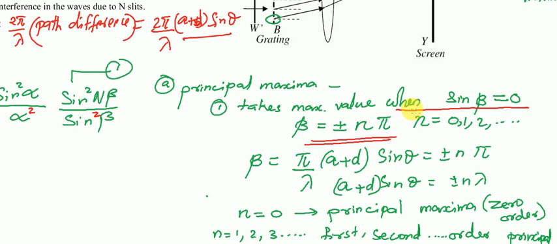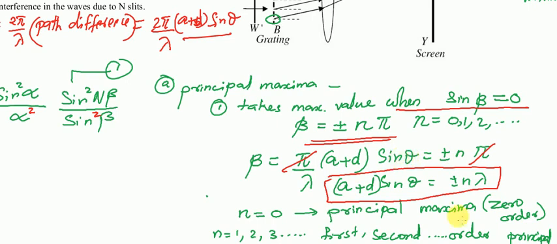So, substitute the value of beta. What is the value of beta? 2 beta is 2 pi by lambda times (a plus d) sin theta. So beta is pi by lambda times (a plus d) sin theta. There was a 2 here, so we cancel that. That must be equal to plus or minus n pi. So pi cancels from both sides, and remains (a plus d) sin theta equal to plus or minus n lambda.